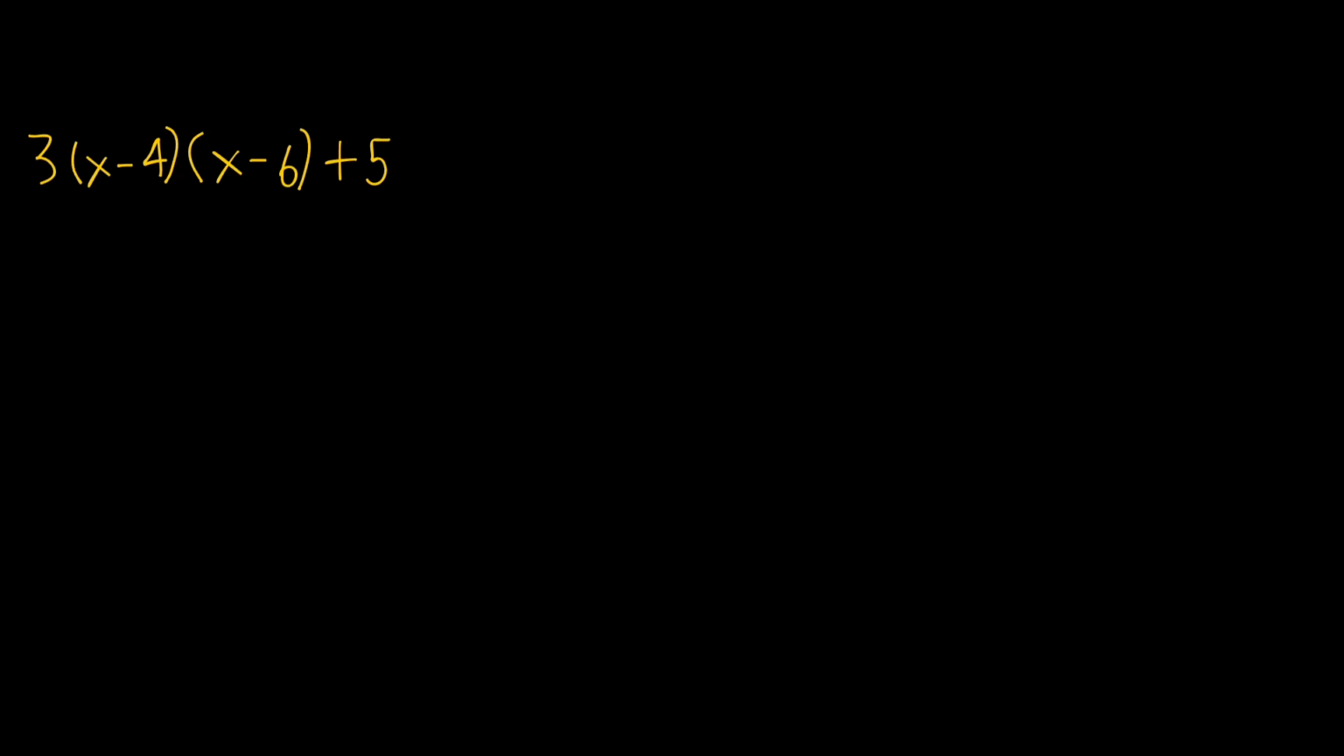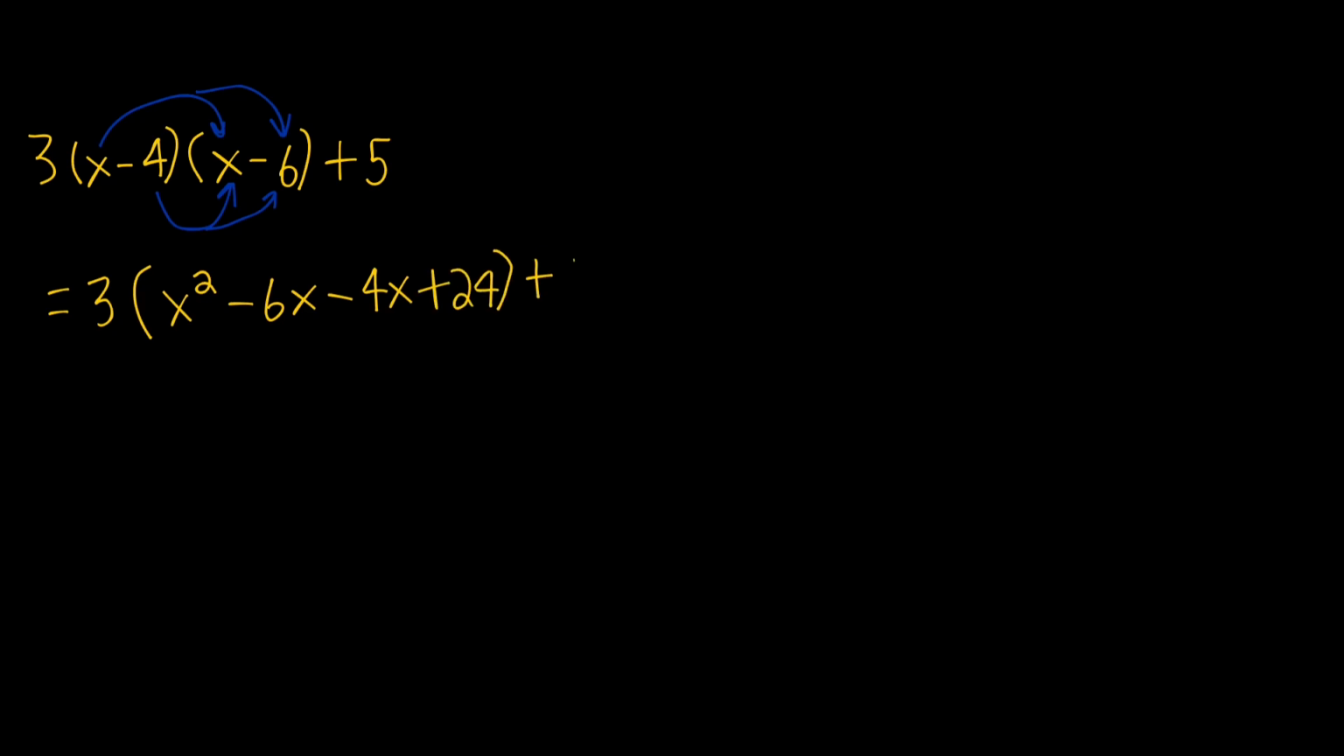Okay, so we're going to start by FOILing. So firsts, outsides, insides, and lasts. Well, here, that's going to give me 3(x squared minus 6x minus 4x plus 24) plus 5. Now, we can collect our like terms from here, which is going to give me 3(x squared minus 10x plus 24) plus 5.